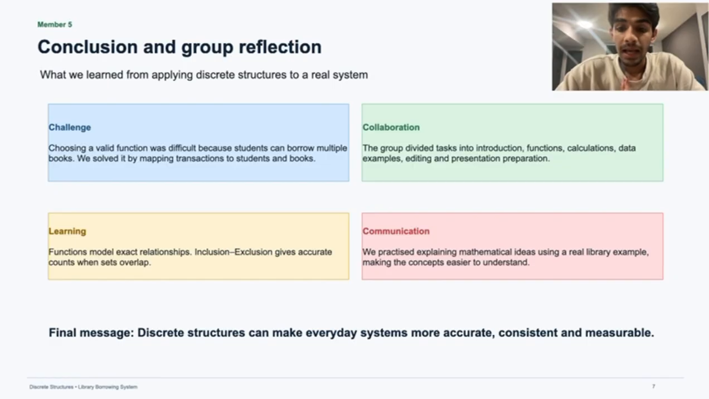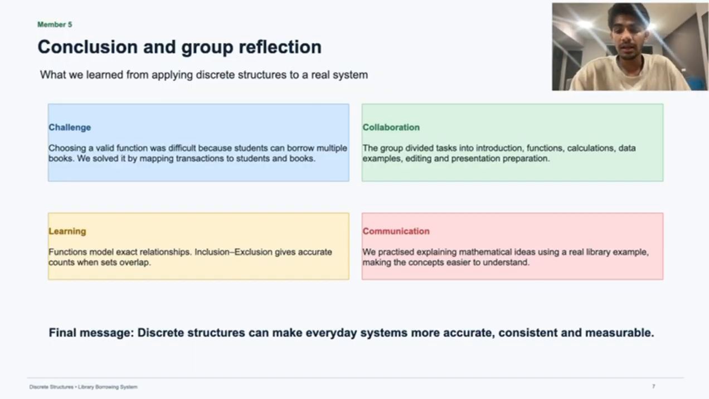Next slide. As a group, the project helped us understand that discrete structures are not just theoretical. They can be applied to real systems such as library management. We also improved our teamwork and communication because we had to divide tasks, discuss the mathematical model, check calculations, and prepare the report and presentation together.